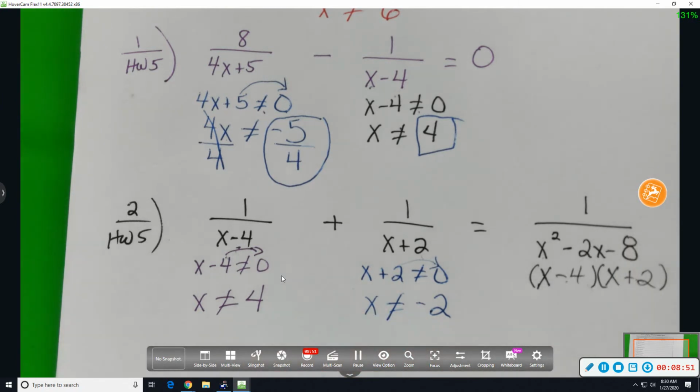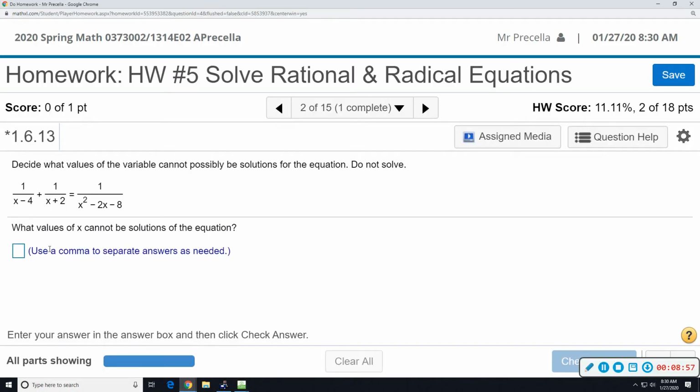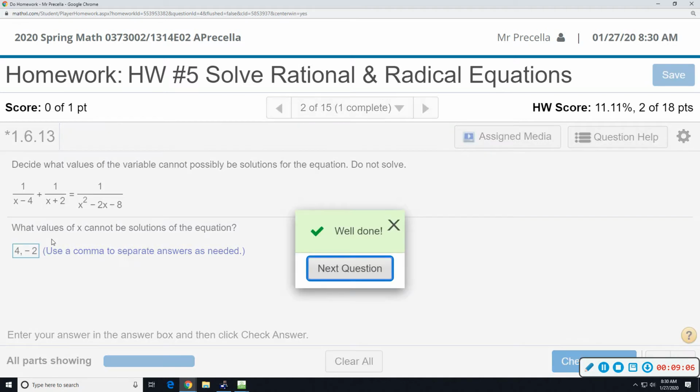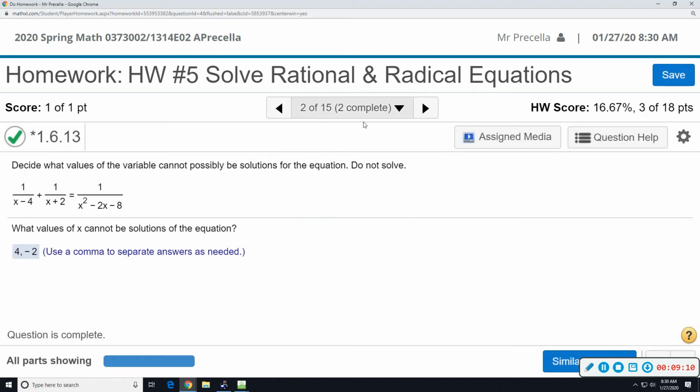Okay, so a positive 4 and a negative 2 are the answers I'm going to punch in. 4, comma, negative 2. I'll check it. So number 2 looks difficult, but really isn't that bad at all.